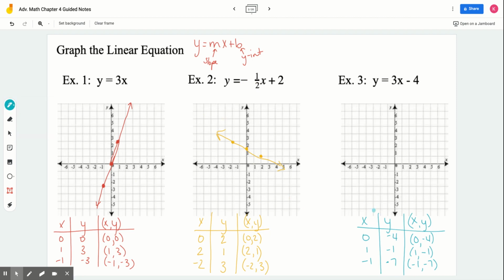Now, taking a look at number 3, I went ahead and plugged in my 0, 1, and -1 to get these 3 ordered pairs. So check those, and then we're going to plot those points. So (0, -4), (1, -1), and (-1, -7). And again, connect those with as straight of a line as possible to graph your linear equation.